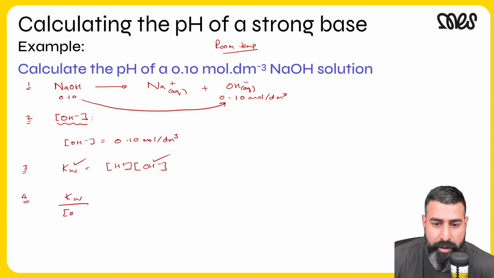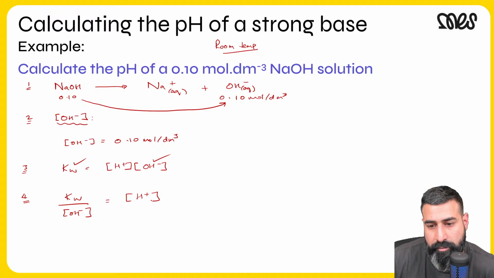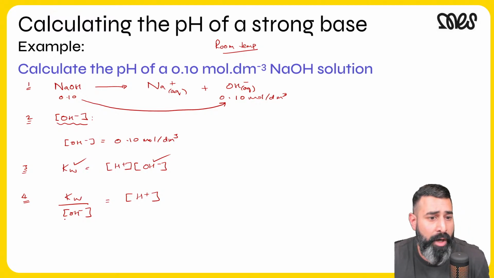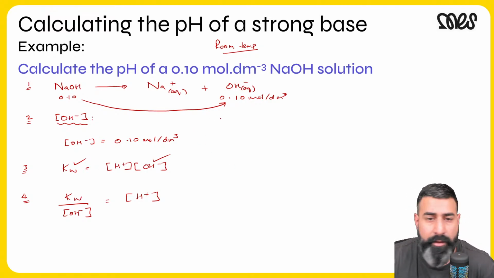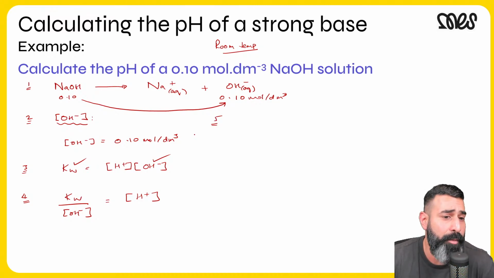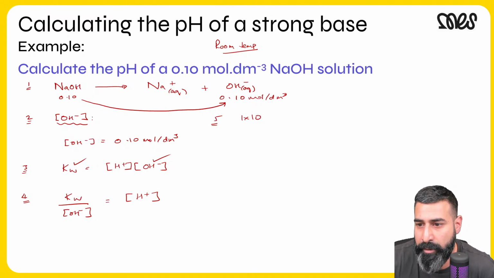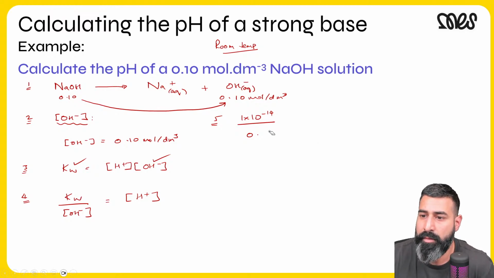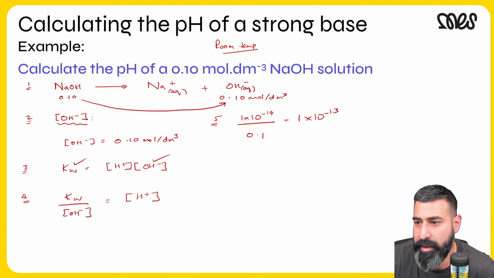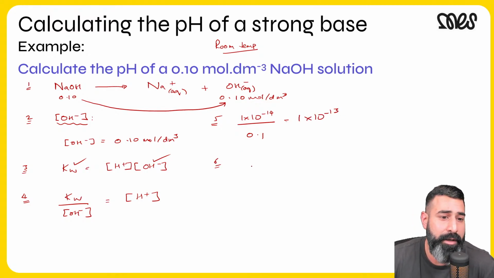Kw over the hydroxide ion concentration, if you divide through by hydroxide, is equal to the hydrogen ion concentration. No, absolutely not. A decimeter cubed is a liter, so yeah, same thing. Okay. Right. Now, I always like rearranging before I put numbers in. So let's put some numbers in now. Let's sub in. Divided by 0.1, not 0.01. So this is going to be equal to 1 times 10 to the minus 13. So that's what the hydrogen ion concentration is equal to.